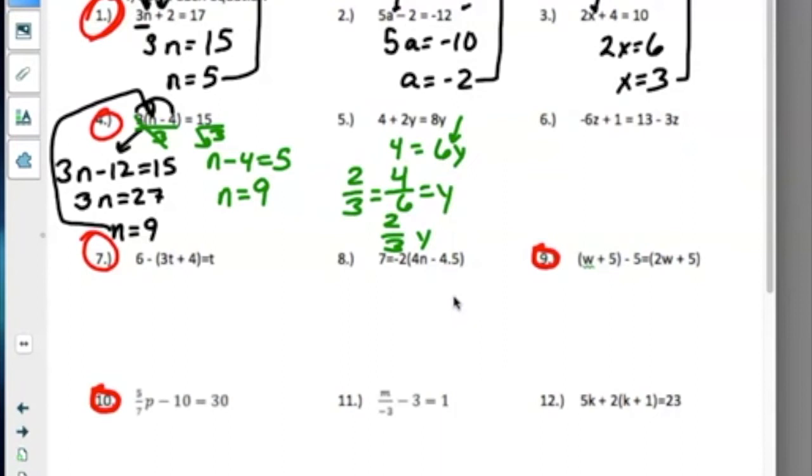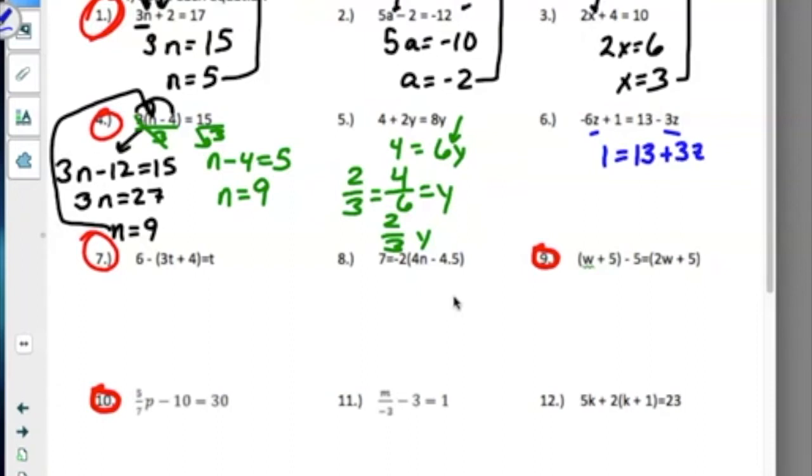So let's go on to 6. I've got my z's I got to get together. These are actually more than two steps. I got to get my variables together before I solve. So I'm going to get the -6 over to the right, and the only reason I'm doing that first is that I'd be working with a positive value on my term with the z. So I've got 1 is equal to 13 plus 3z.